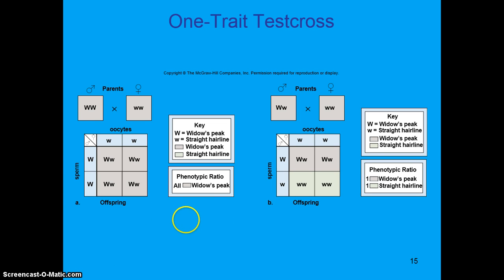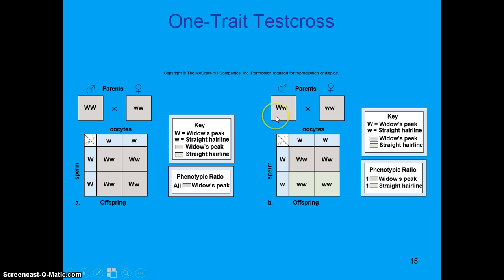So these pictures here are two test crosses right next to each other. This one is a parent. What would happen if the parent is homozygous dominant and we cross it with a parent that is homozygous recessive? Then the Punnett square tells us all of the offspring will have a widow's peak.